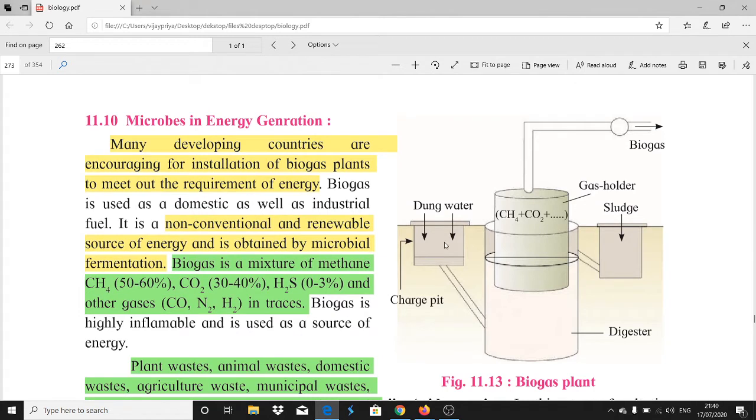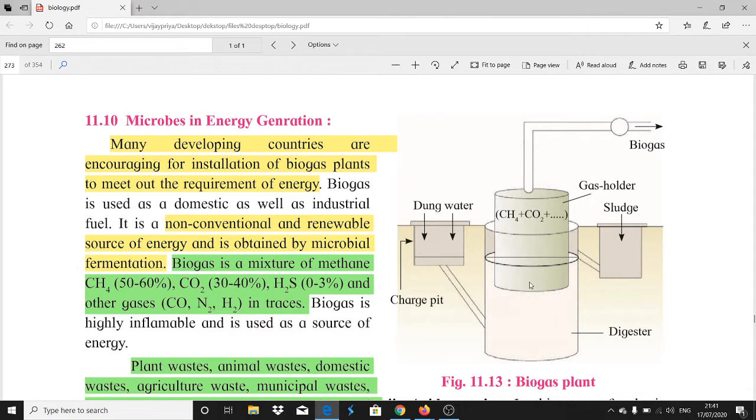This is the charge pit, this is the opening. Dung water is the input. This is a pipe which is attached to the digester. This is the gas holder. In the digester, the raw material or all the wastes are suspended, and because of the natural digestion or chemical reactions that occur inside this digester, all the gases get evaporated and collected.